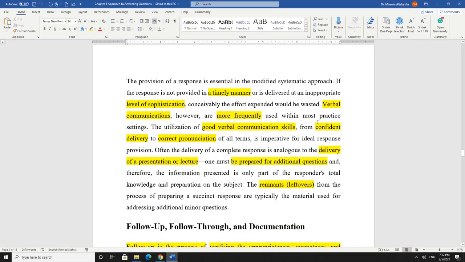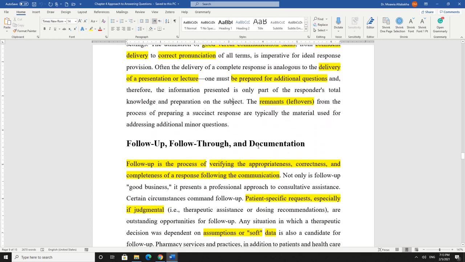So when you give the response, you should expect and be prepared to answer additional questions, and in most cases the additional questions can be answered because when you did your search, you gathered not just information to respond to the question, but additional information which will allow you to respond to additional questions. So whatever remaining that you did not tell the requester, the leftovers or remnants, from them you can answer these additional questions.